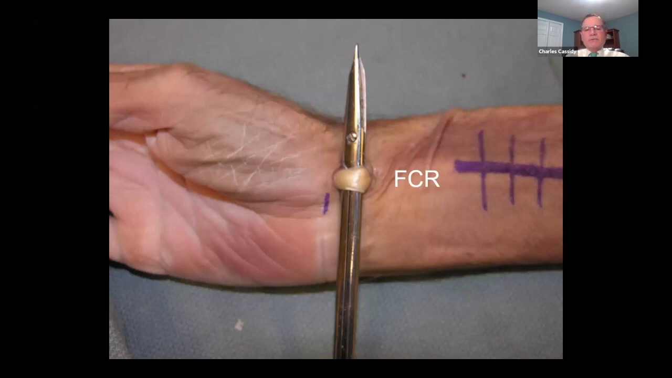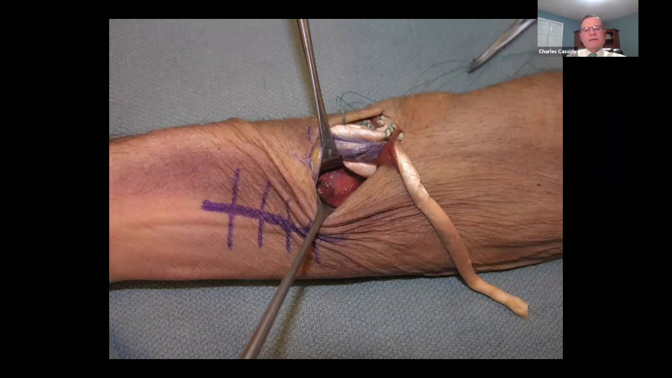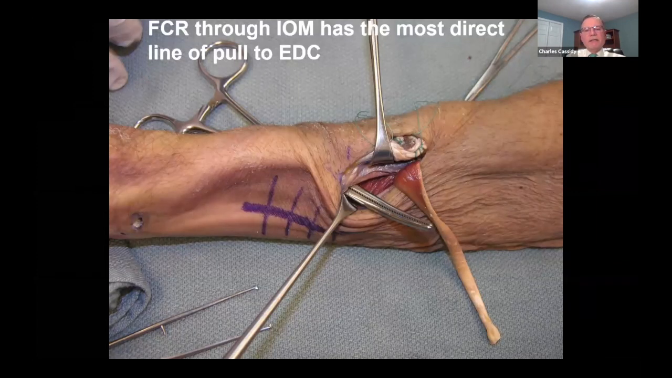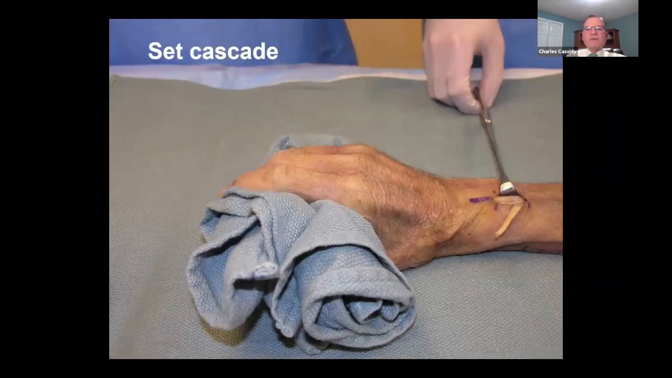Then we'll transect the FCR at the wrist, and it's easy to retrieve it in the forearm through that same incision that we used for the pronator teres to ECRB. You can see I have a nice length of tendon there. And then there's the opening in the interosseous membrane, and take a Kelly, pass it from dorsal to volar, grab the tendon, and the FCR now is into the dorsal incision, as you see there.